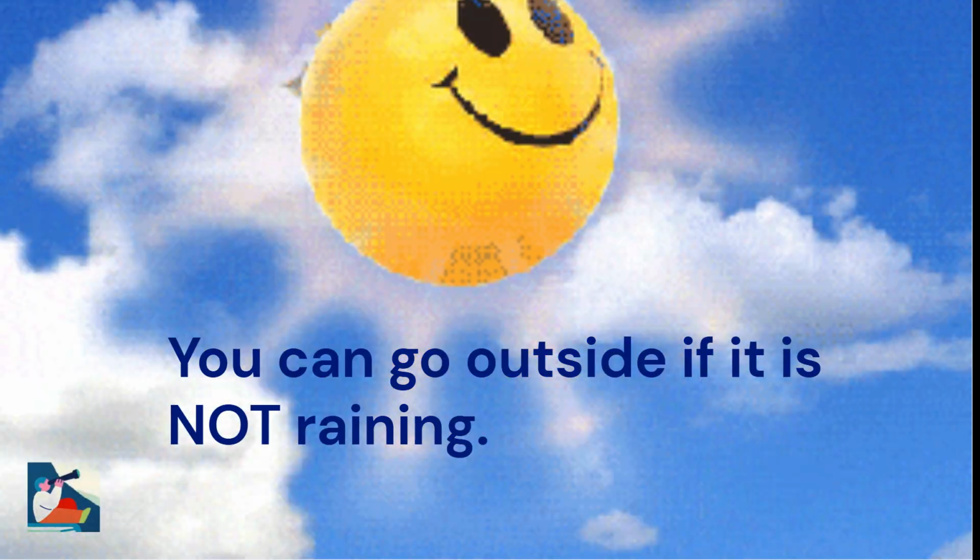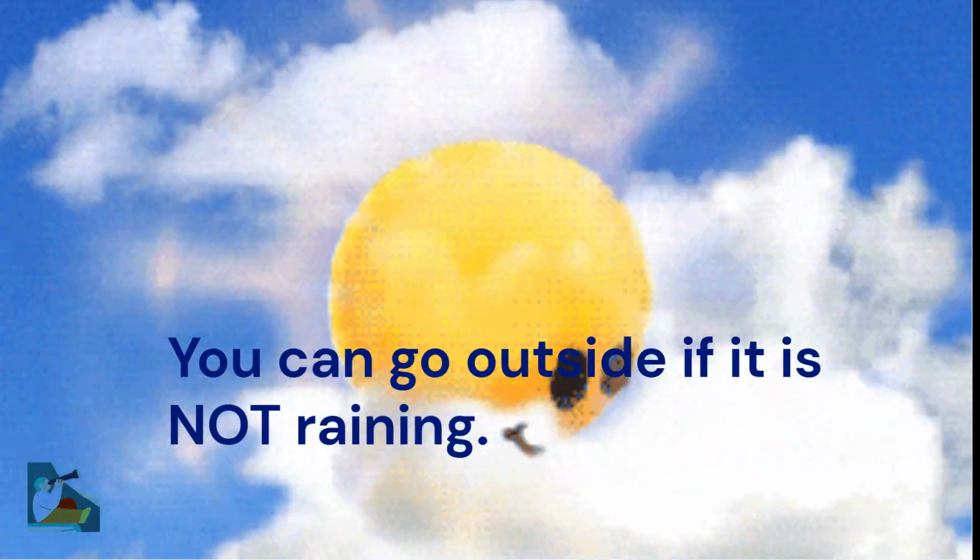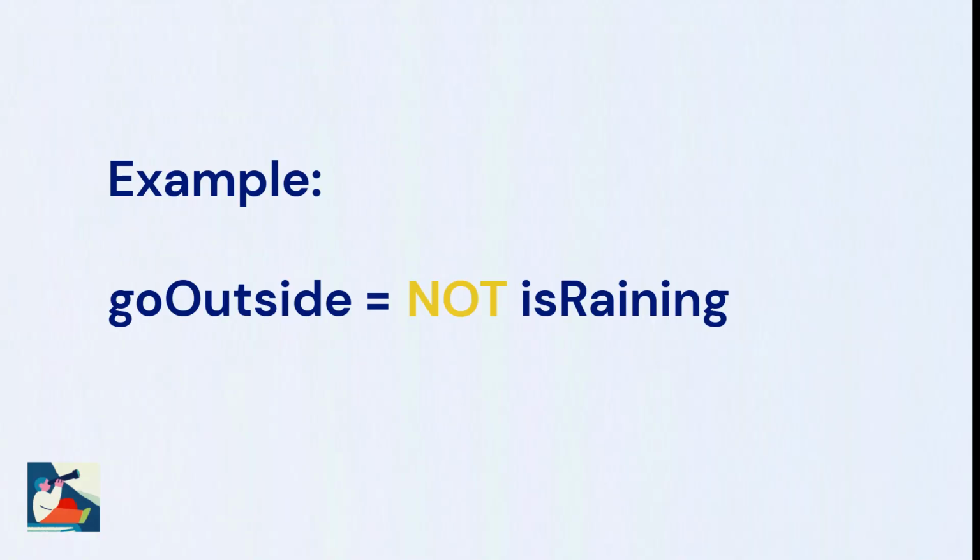Example: imagine you can go outside if it is not raining. In many programming languages, NOT is written with an exclamation mark. For example, exclamation mark isRaining. If isRaining is false, that is no, the NOT operator reverses the output to true, which says you can go outside. And if isRaining is true, it converts the output to false and you cannot go outside because it is raining. So in short, NOT reverses the answer.